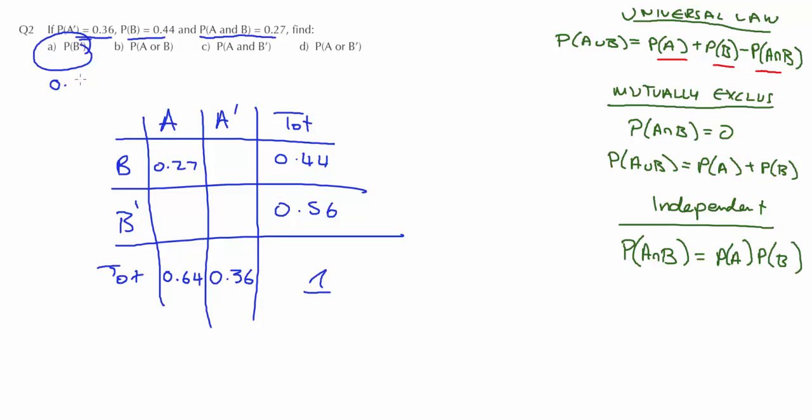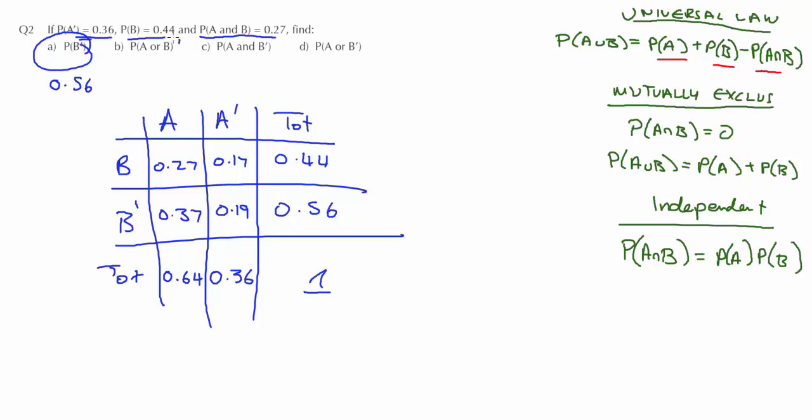So it's 0.56. Let's quickly use the calculator to find out what these are. 0.44 take away 0.27, that's 0.17. 0.36, that's 0.19, and that one is definitely wrong. What did I do there? Yeah, 0.37. Does that make sense?